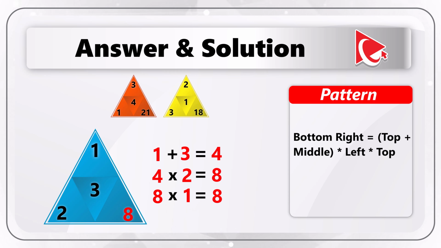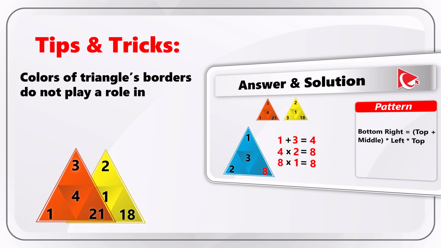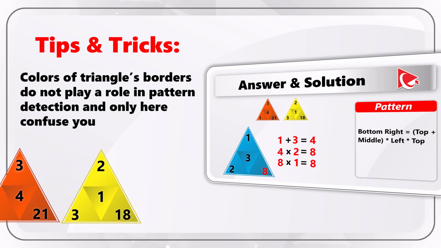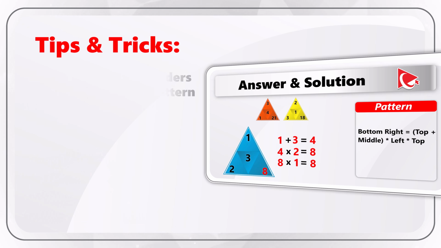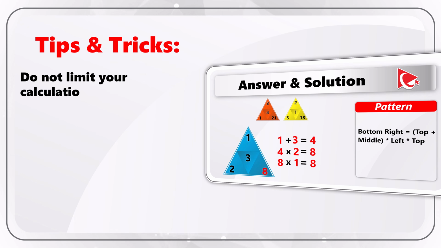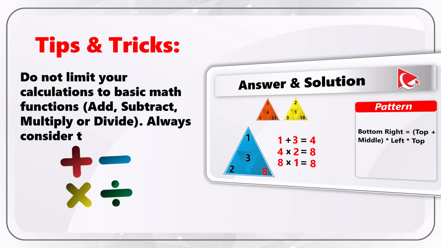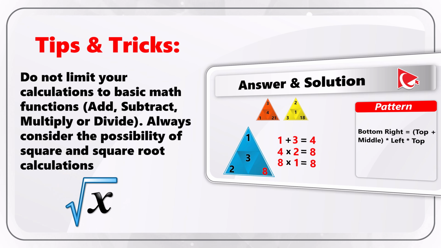Let me give you some tips so you can solve these types of questions on a real test on your own. If you look closely at the triangles, they are of 3 different colors. But colors do not play a role in the pattern detection in this particular case, and they're only there to confuse you. Another tip, especially if you see small single-digit numbers, is to not use the calculations only for add, subtract, multiply, and divide. Always consider the possibility of square and square root calculations.